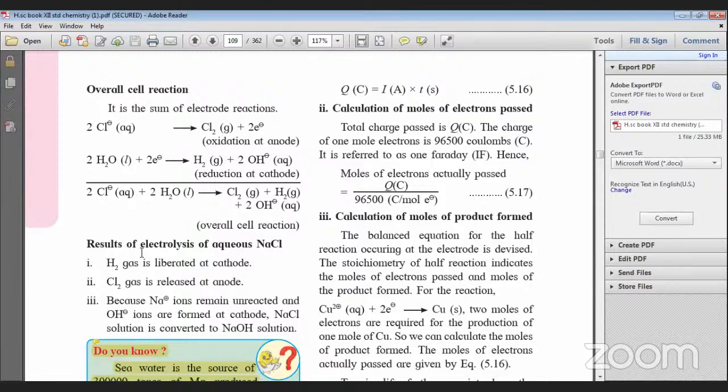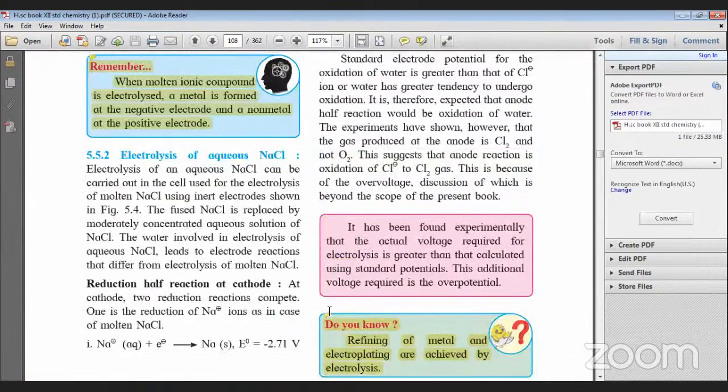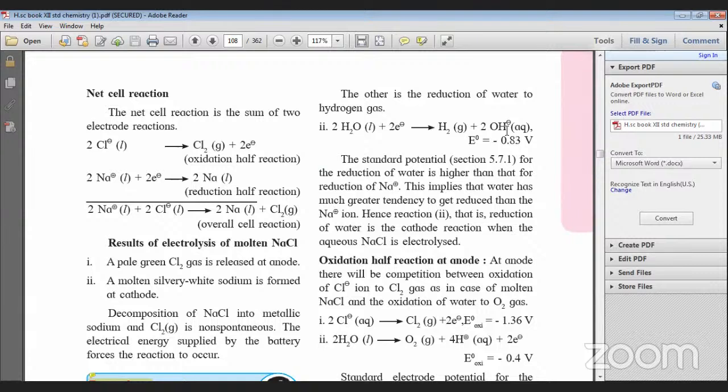Now you have seen the results which we are getting at both the electrodes. We are getting hydrogen gas at the cathode. We are getting chlorine at the anode. See, because Na plus ions remain unreacted and OH minus ions are formed at the cathode, NaCl solution is converted to NaOH. See, this is again very important. We have seen OH minus ions get free. So where do these OH minus ions go? These OH minus ions will combine with Na plus ions, and what will form? NaOH. So during electrolysis of aqueous NaCl, we get formation of NaOH.